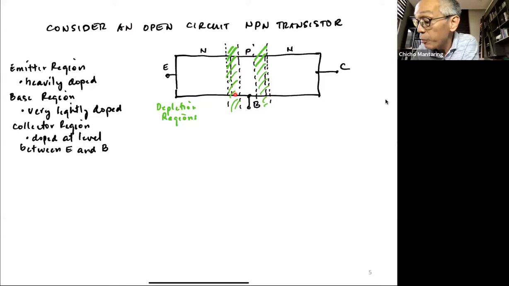Pag tinignan mo rito, kita mo, mas malapad yung depletion region sa base kaysa sa emitter o kaya sa collector. Dito, ang nipis ng depletion region sa N side, dito malapad yung depletion region sa P side. Ganun din dito, manipis dito sa N side, malapad sa P side. Can anybody guess why?